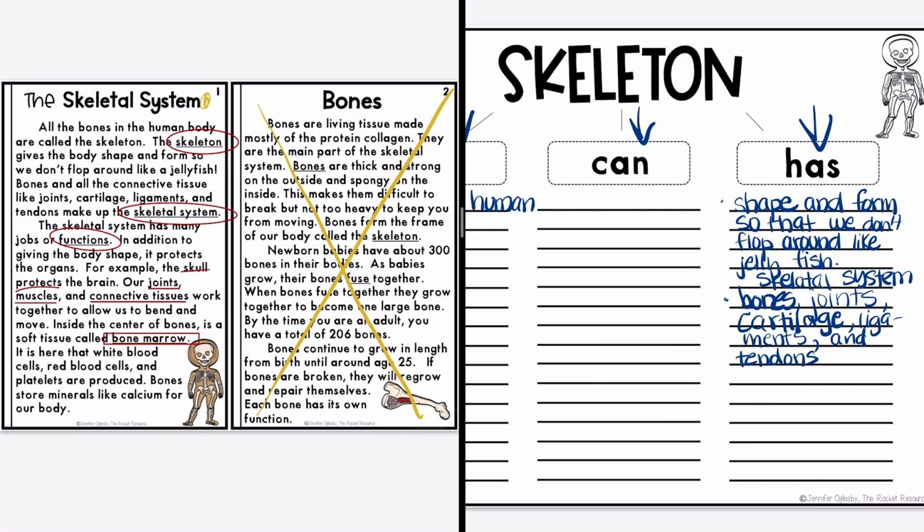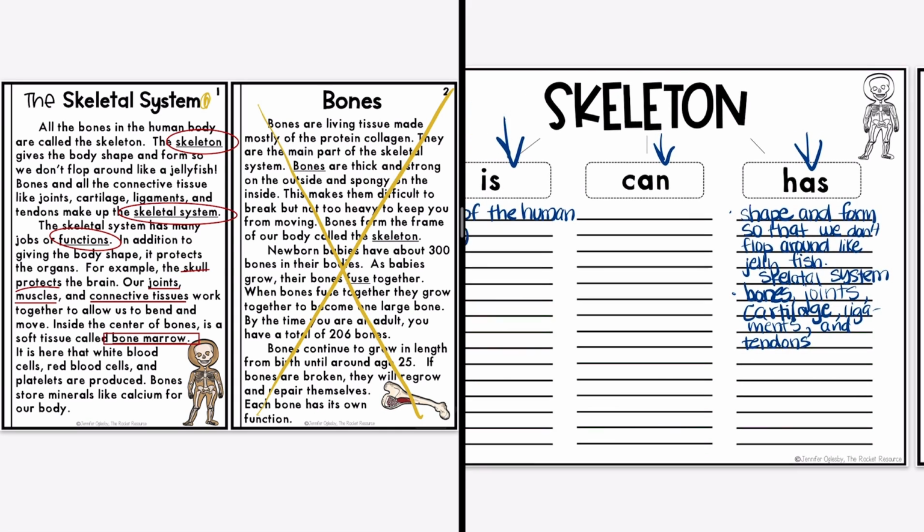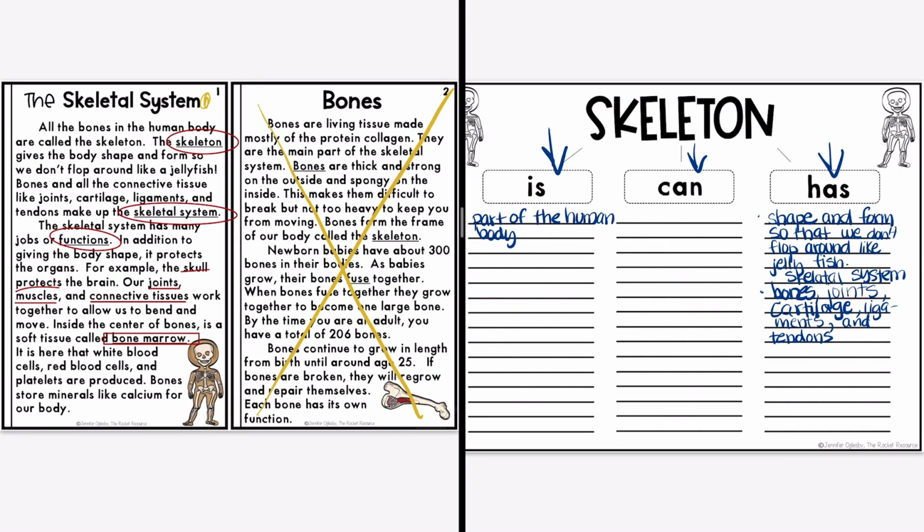All right, so what you're going to do is read through each sentence and figure out if it goes into the is, the can, or the has. And if you run out of room, you need to make your font smaller, or you can just type it out on an email and email it to me, okay?